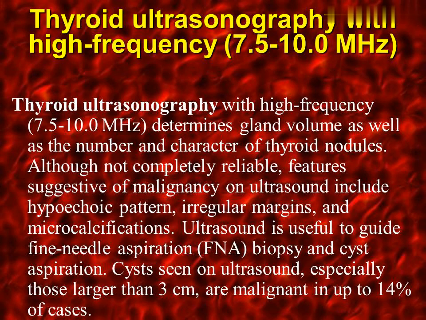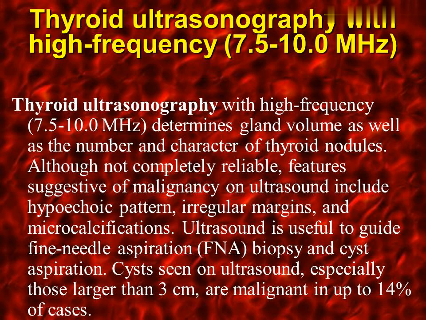Thyroid ultrasonography with high frequency, 7.5 to 10.0 MHz, determines gland volume as well as the number and character of thyroid nodules. Although not completely reliable, features suggestive of malignancy on ultrasound include hypoechoic pattern, irregular margins, and microcalcifications.